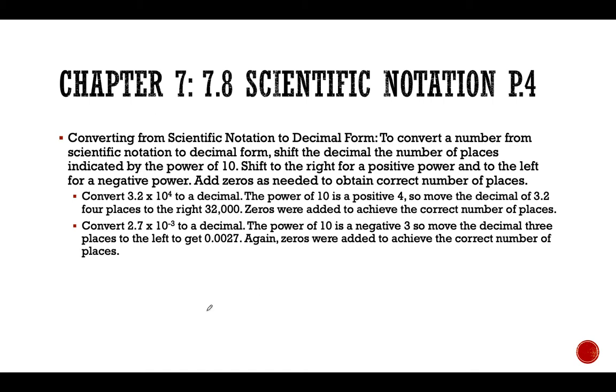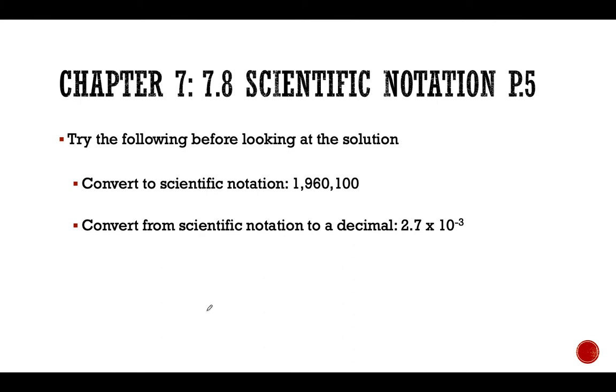Converting 2.7 times 10 to the negative 3 to a decimal, we notice that the power of 10 is a negative 3, so we're going to move the decimal 3 places to the left to get 0.0027. In both cases, we had to add zeros as placeholders. Try the following problems before you look at the solution.